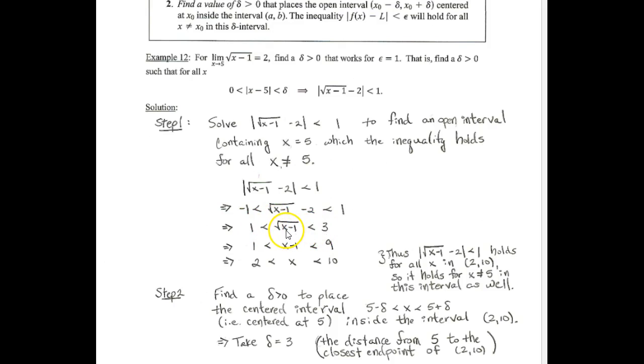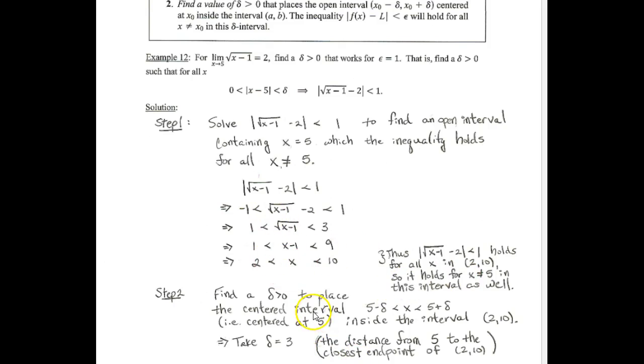Then I square everything. When I square the square root of x minus 1, I get x minus 1. When I square 3, I get 9. And when I square 1, I still have 1. Then I add 1 everywhere. So x then is between 2 and 10. So that tells us that the absolute value of the square root of x minus 1 minus 2 is less than 1 holds for all x in that interval between 2 and 10, because we started with this and we worked backwards. So it certainly holds for x not equal to 5 in that interval. As long as x isn't equal to 5, it holds.